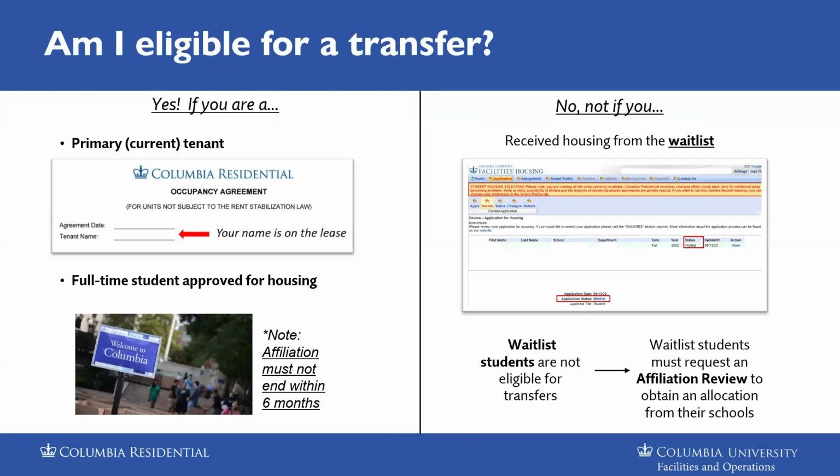Are you eligible for a transfer? If you received housing from your school as an allocated student, yes. Unfortunately, if you are waitlisted, you are not eligible for a transfer. However, don't get discouraged. We do have an option for students to submit an affiliation review in which your request will be reviewed by your housing liaison of your school. And if they approve you, you'll be eligible to transfer. Simply log into your housing portal.